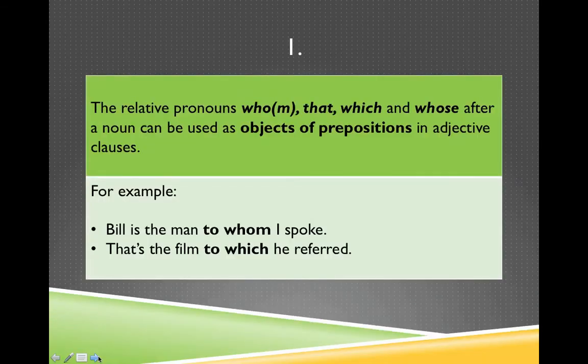Okay, the relative pronouns who and whom, that, which, and whose after a noun can be used as objects of prepositions in adjective clauses, okay? So, Bill is the man to whom I spoke. Here's a preposition, whom is the object. That's the film to which he referred, preposition and object.